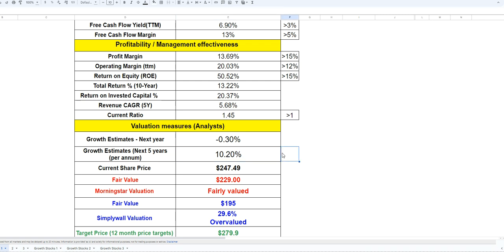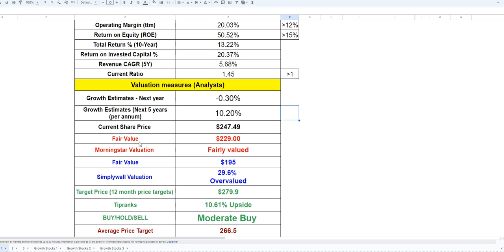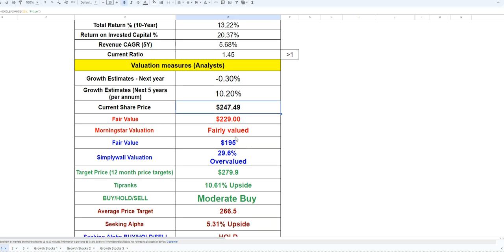So this is kind of a steady Eddie company. If you can get 10% growth every single year, that's absolutely huge. Now, according to Morningstar, it's fairly valued at the moment. $229 per share is where they think the price should be. So it's slightly higher than that right now.